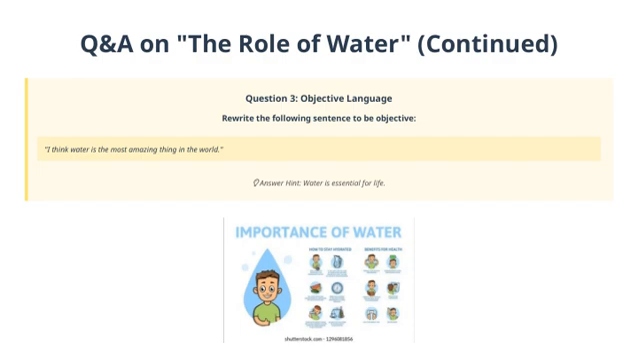Remember, using objective language helps us communicate more clearly and professionally, especially when discussing important topics like the role of water. This ties back to our overall theme of understanding water's significance, not just from a personal perspective, but from a scientific and practical standpoint.